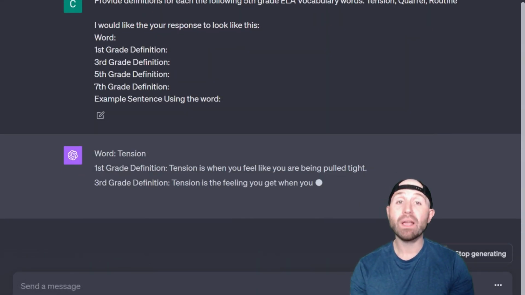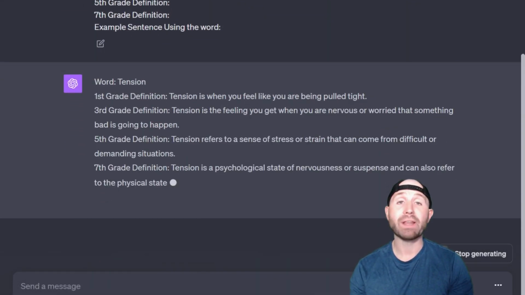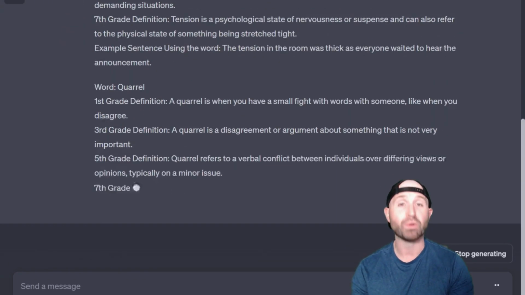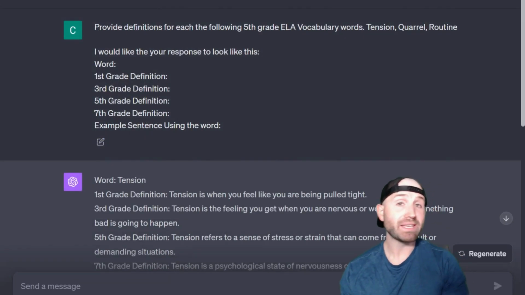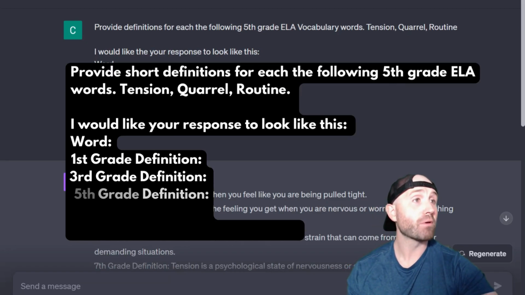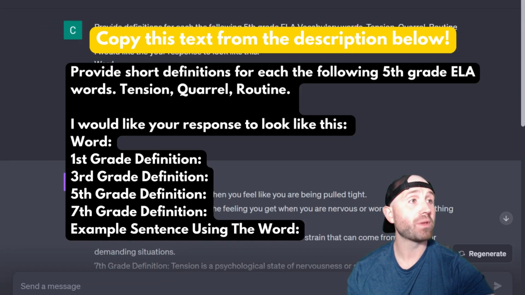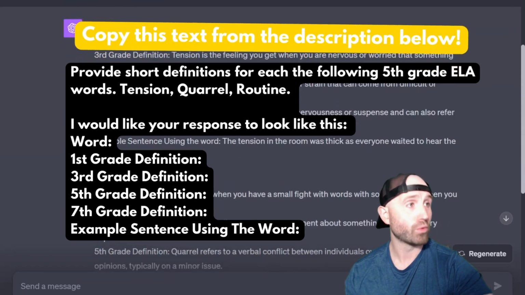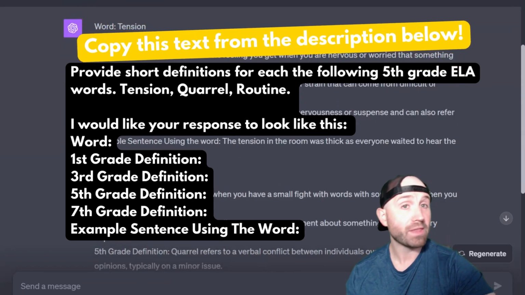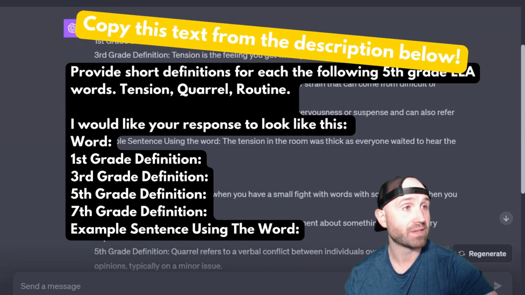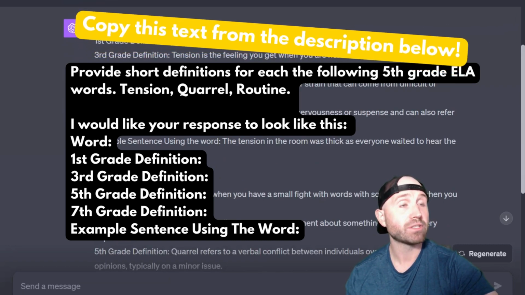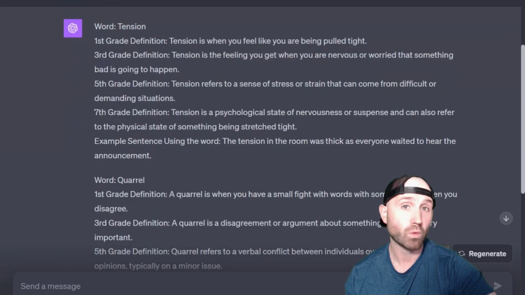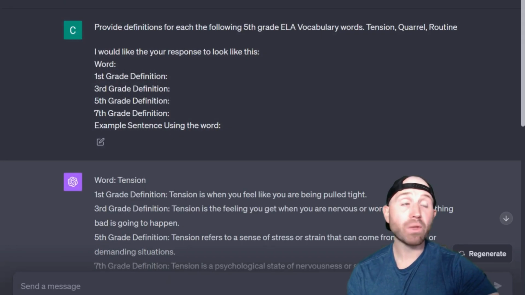Without further ado, let's see how the AI definition ladder can help you access higher order thinking, scaffold, and differentiate for your students. So it's really as easy as this. I told it, provide definitions for each of the following 5th grade ELA vocabulary words: tension, quarrel, routine. I told it that I wanted the definitions to look exactly like this: the word, these definitions at various grade levels, and a bonus example sentence using the word. And now let's take a look at what it generated.